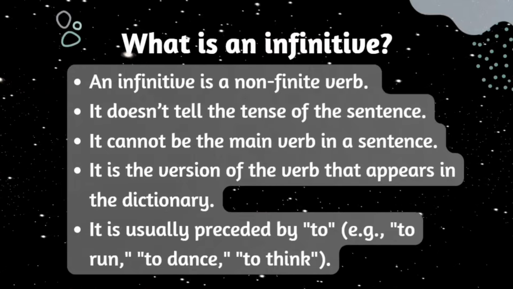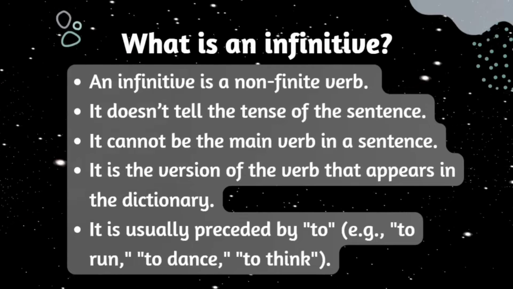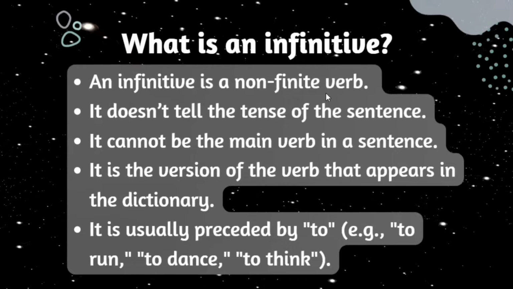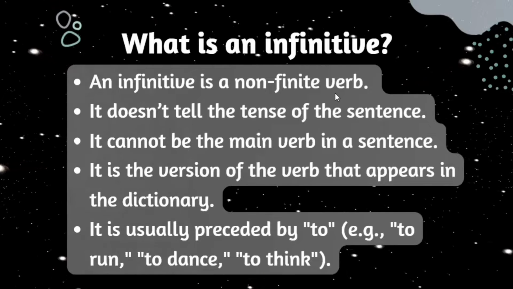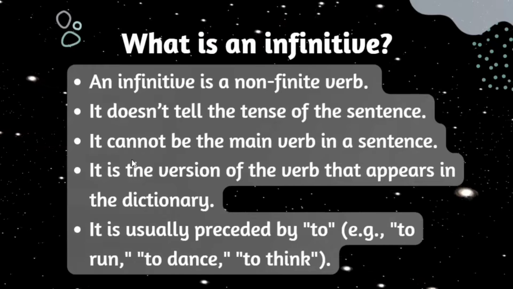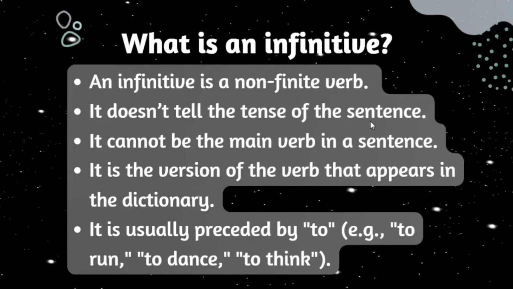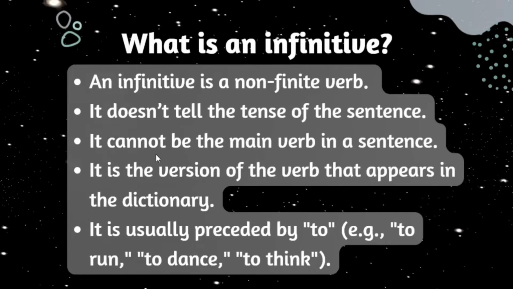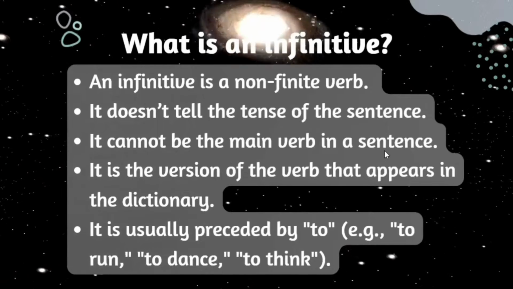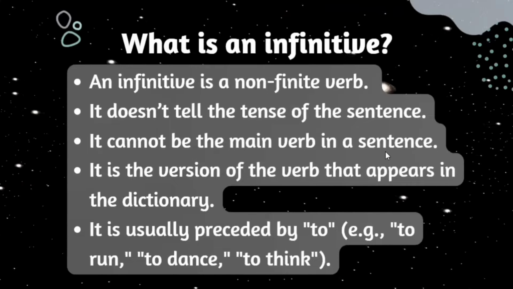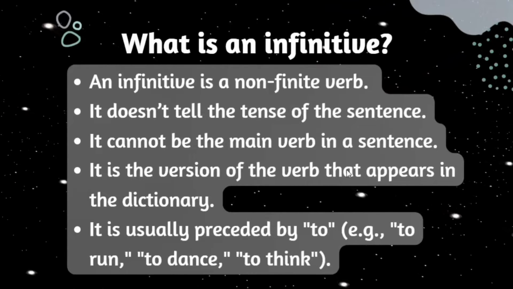Let's first learn about what an infinitive is. So, an infinitive is a non-finite verb. Now, what does it mean by non-finite verb? It means that it doesn't tell the tense of the sentence. Moreover, it cannot be the main verb in a sentence. It looks like a verb, but it can never be the main verb in a sentence.